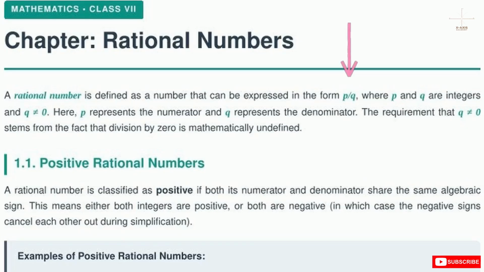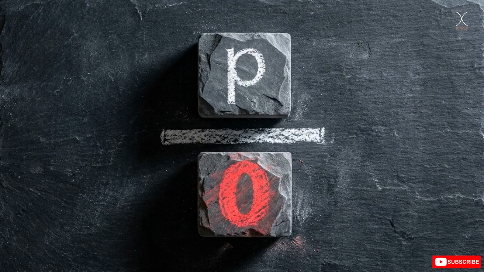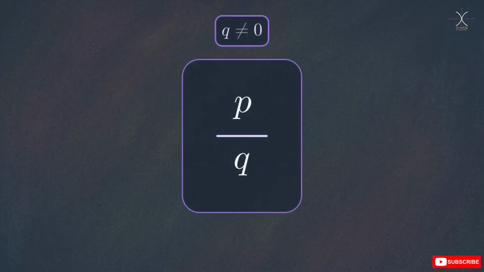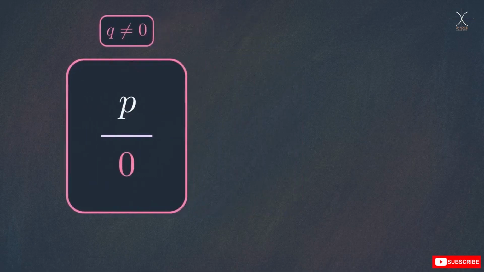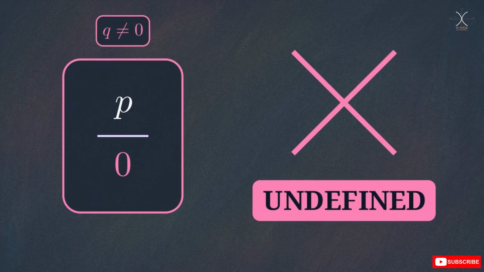This is where we find rational numbers. They are written in the form p over q. Here, q tells us how many equal pieces make up a whole unit, and p tells us exactly how many of those pieces we have. There is one strict requirement for the denominator q. It can never be 0. Because we cannot divide a quantity into 0 parts, any fraction with 0 on the bottom is mathematically undefined.